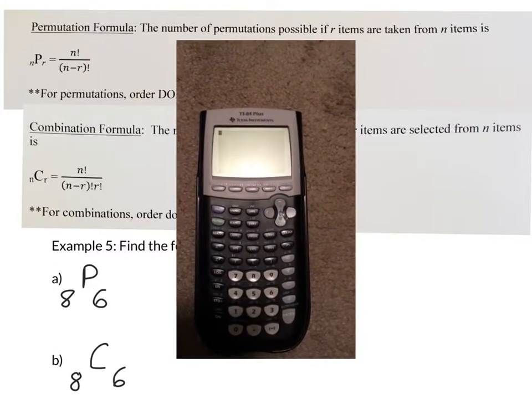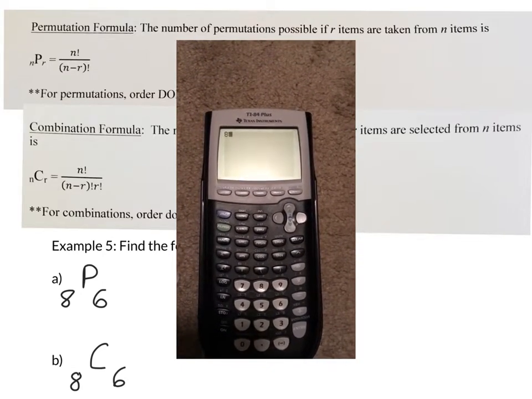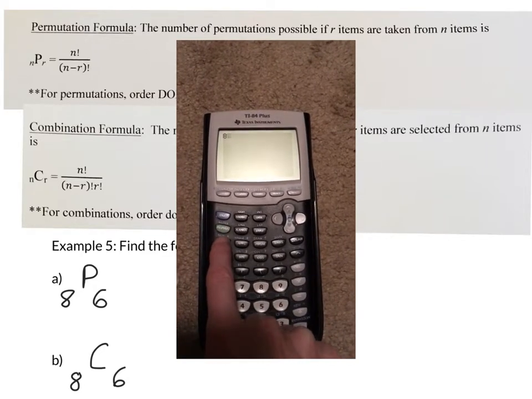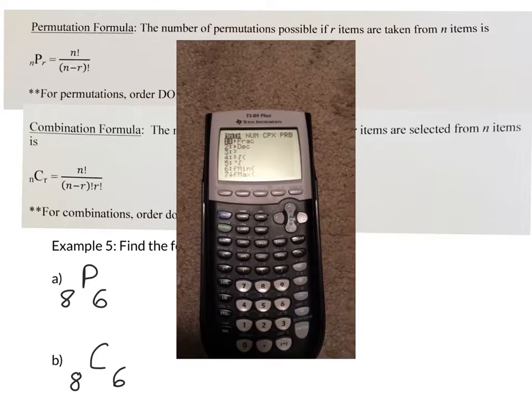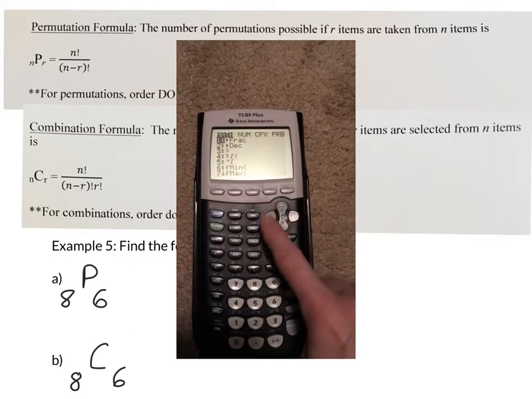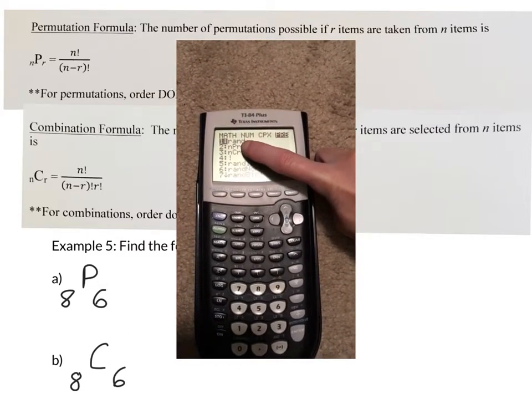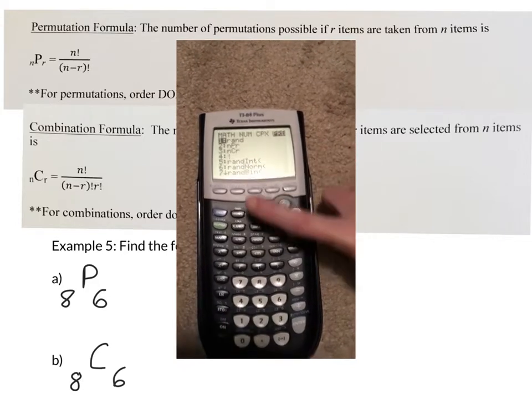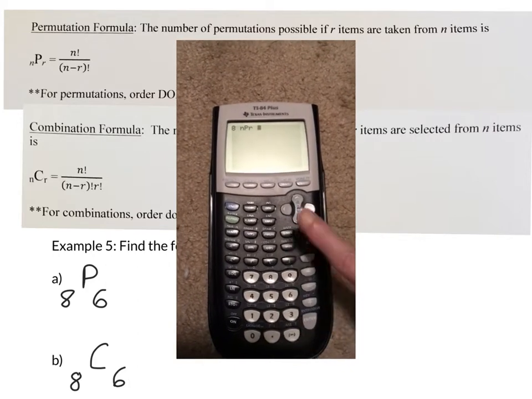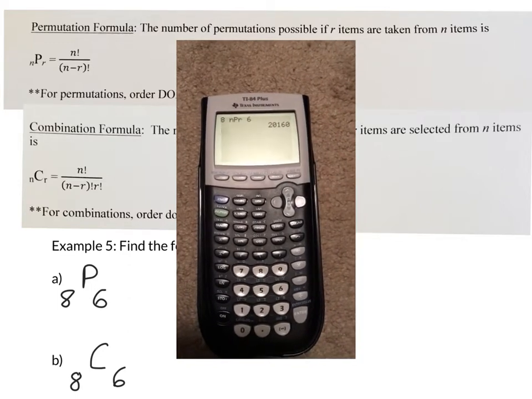Step 1, we type in the first number. It was an 8. Step 2, we hit our favorite button for this chapter, which is the math button. Third one down on the left side. And just like with factorial, we got to go over to the PRB for probability submenu. I'm going to hit my left arrow key to get there quicker. NPR for permutation is number 2. So I hit 2. It brings it onto the main screen. Step 3, I type in the smaller number, which was 6, and then enter for equals. Bam, there's the final answer.